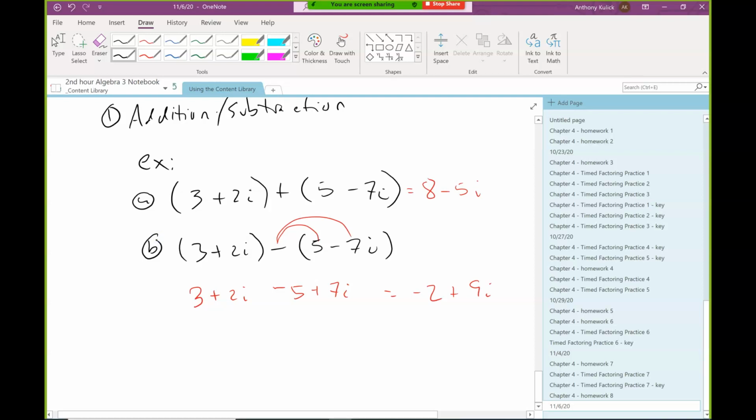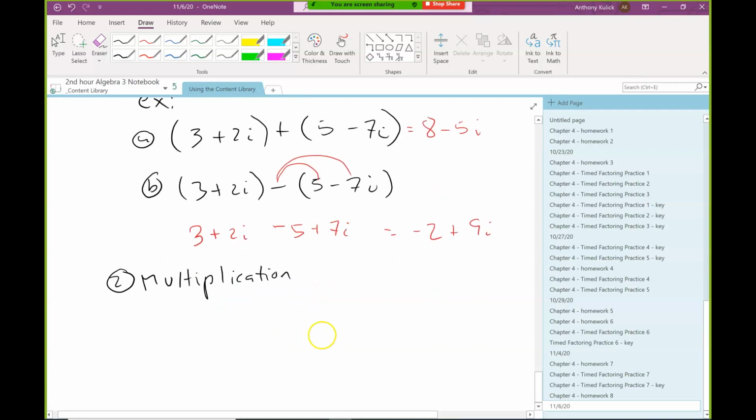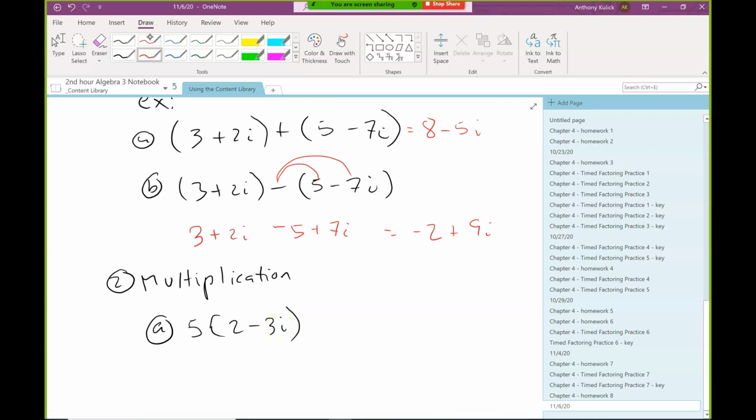Let's do some multiplications. If we have 5 times 2 minus 3i, what do you suppose we do here? Yeah, we just distribute. So 10 minus 15i. That's nice, right? Works exactly as we'd expect it to.